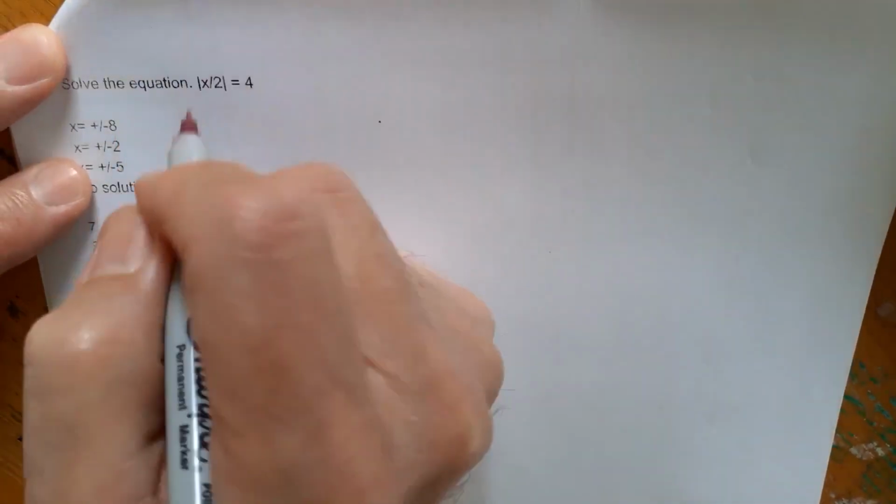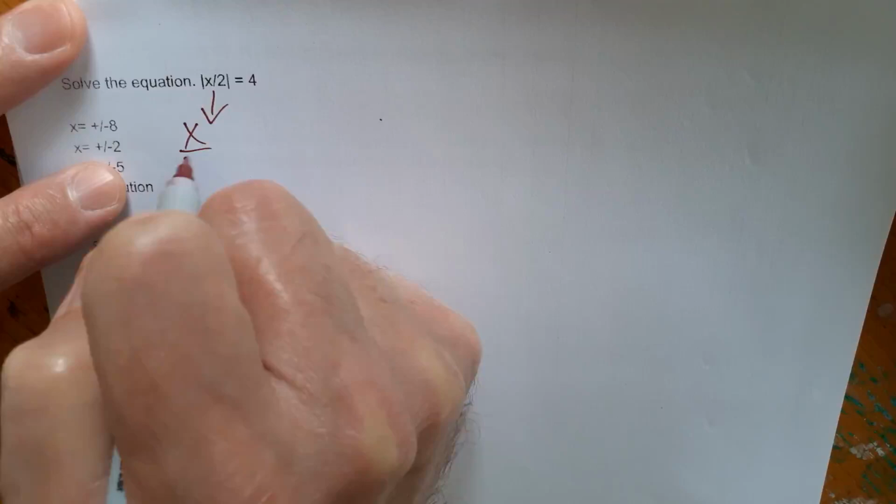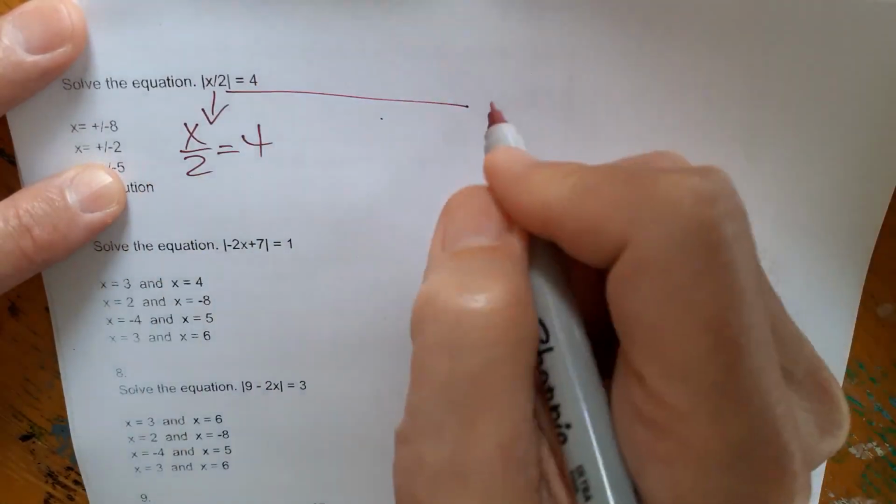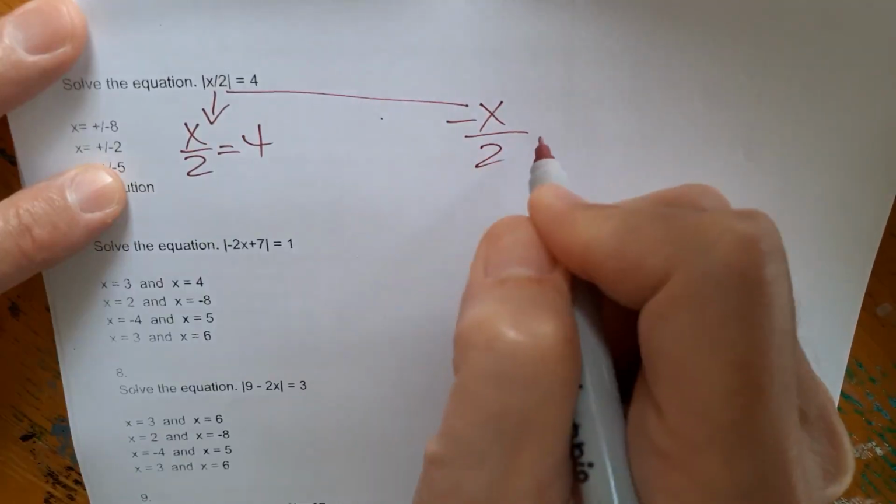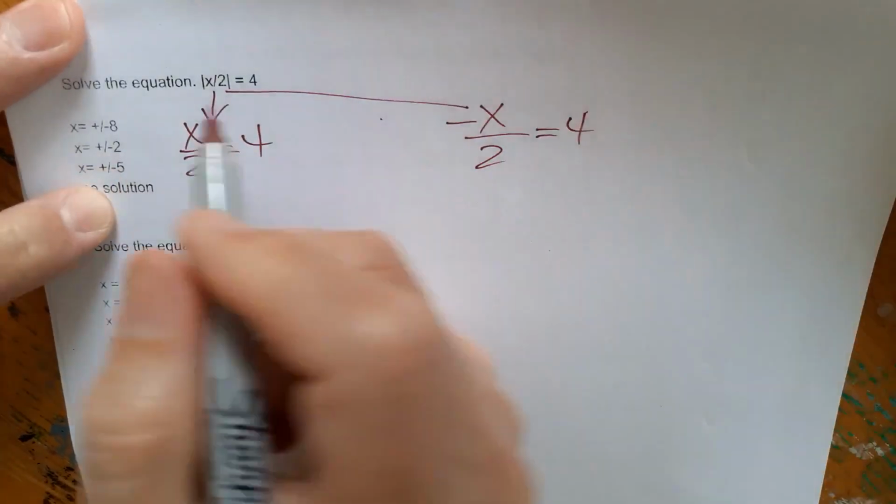All right, solve the equation. So we're going to solve 2 things. We're going to do x over 2 equals 4, positive, and we're going to also assume that it could have been negative because we don't know. So we solve 2 and get 2 answers that this could be.